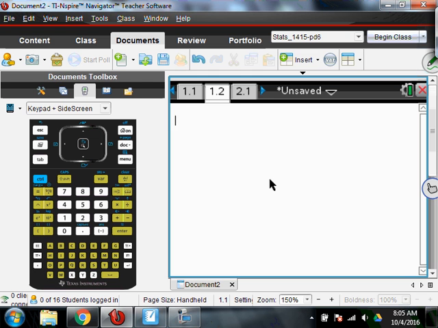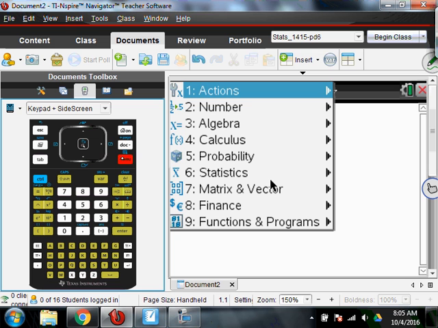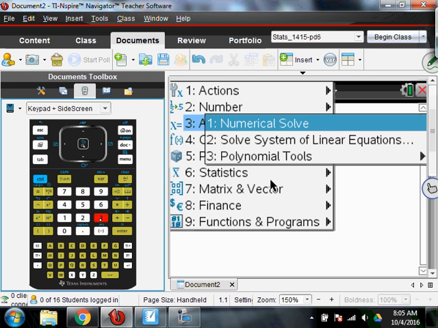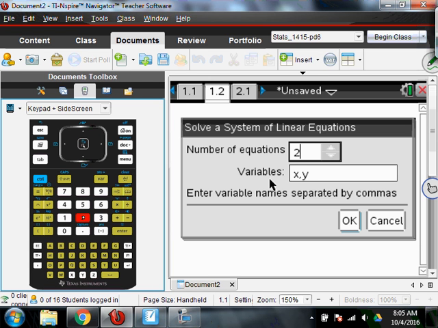Now, who likes to have a step-by-step guide? I know I do. So to get the step-by-step guide, we don't know where to look, so we're going to go to the menu. What class are we in? Algebra, varsity math. So we're going to go number 3, algebra. And we're trying to solve a system of linear equations. What option do you think we're going to pick? 2, solve system of linear equations. We have 2 equations. We have 2 variables, x and y, separated by commas. Okay, so we're going to hit OK.